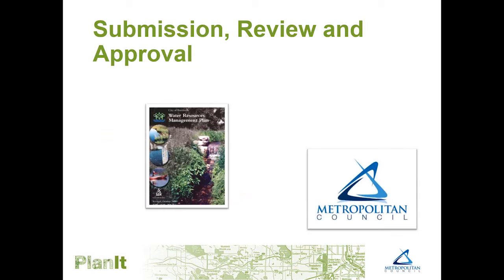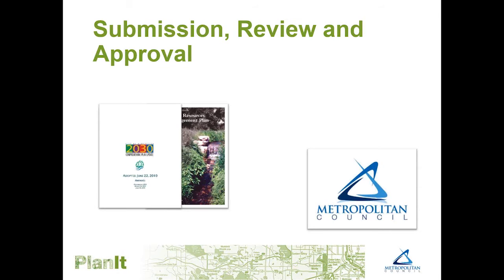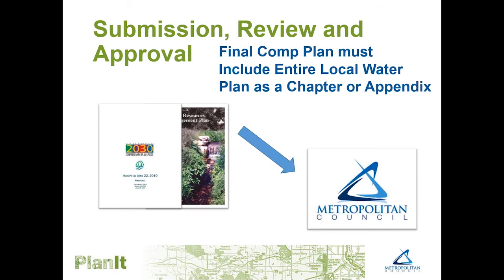In the past, many communities have included a summary of their local water plan in the comp plan and then have submitted the local water plan separately. In this round of comp planning, your city's final comprehensive plan submittal must include the local water plan in its entirety as a chapter or appendix. Your community should feel free to prepare a summary of the local water plan if it is of use to you. However, the Council needs the entire local water plan to be submitted as part of the comprehensive plan.